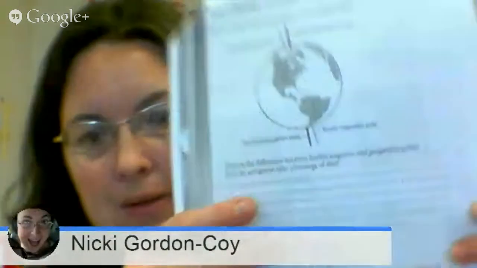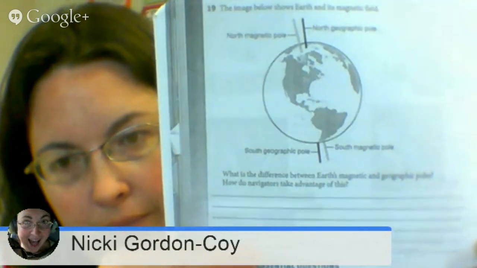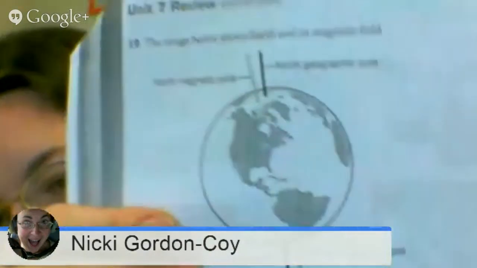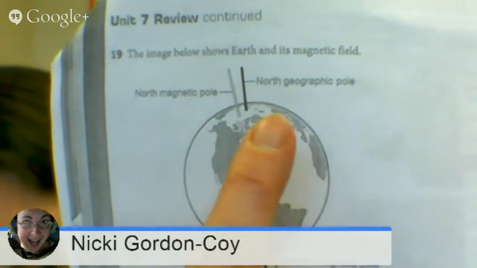All right, on the back page, we have this image of the Earth. Okay, is everybody there? Very good. And it says the image below shows Earth and its magnetic field. We have north magnetic pole and then north geographic pole. So what they're basically saying is, here is the geographic north pole. Guess what? That's not going to change.